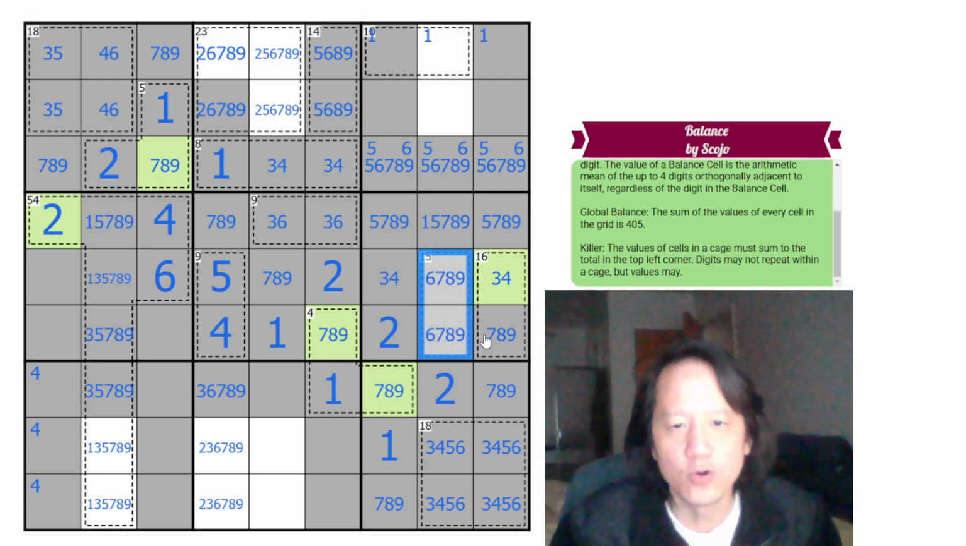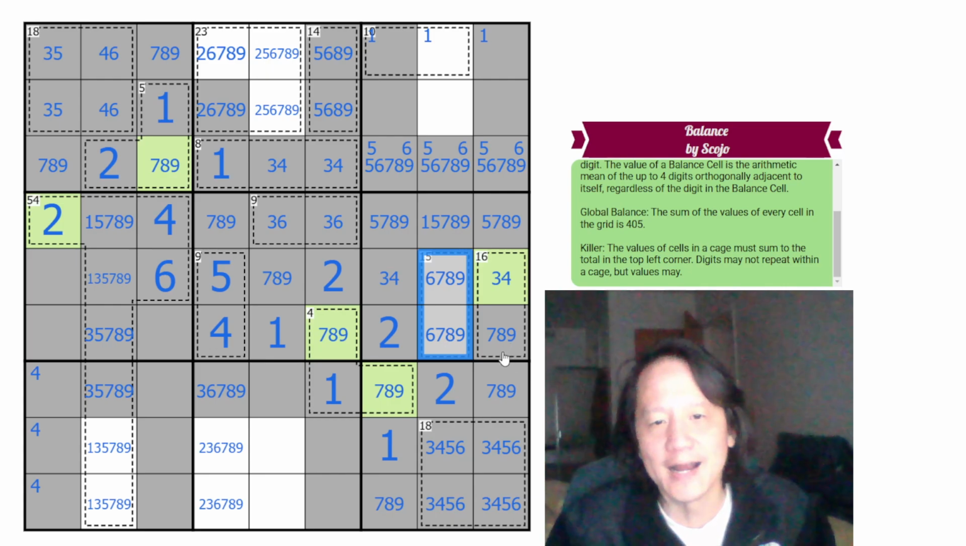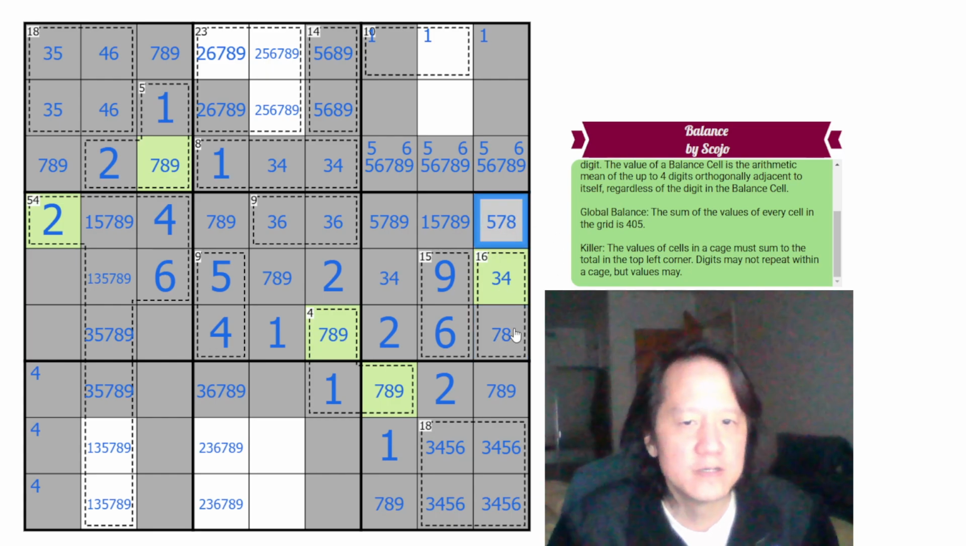Where is the 6 in box 6? It can only be here, which means this is 6 and 9 added up together. So this can't be 6, so therefore this is 9, this is 6. This can't be 9, this can't be 9. None of these can be 9.